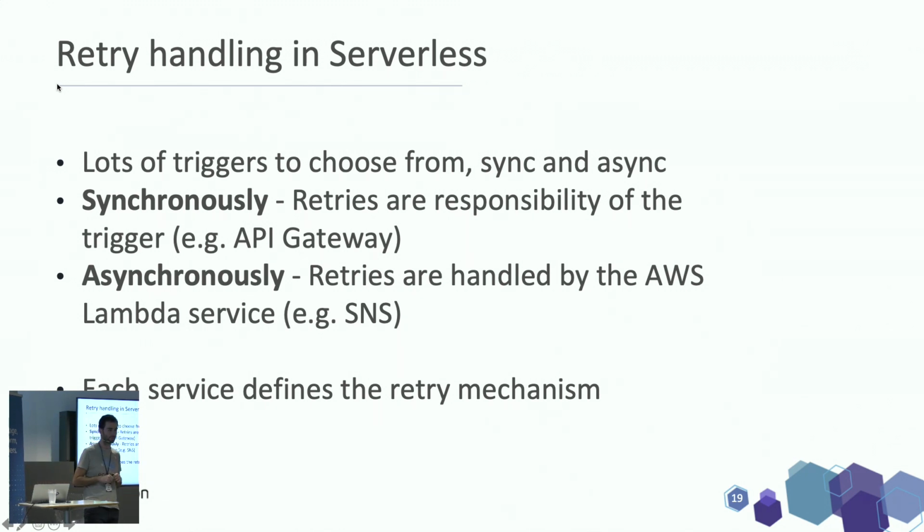With async triggers, for example, such as SNS, the responsibility turns into AWS, which means that they are going to retry your message over and over again. This makes sense because when I'm putting a message into SNS, I can't really know for sure what somebody else is going to do. I'm not even sure who is the subscriber of this topic, so I can't really know whether it succeeded or not. So for these specific examples, AWS is responsible for doing retries.